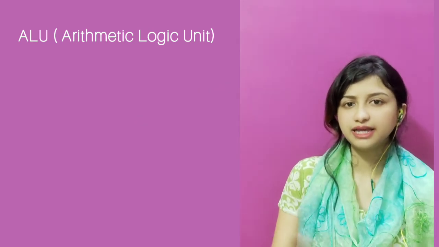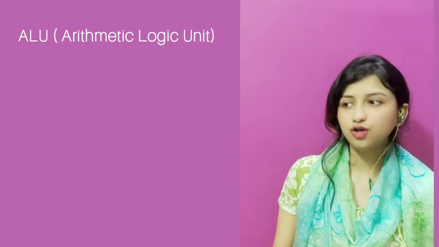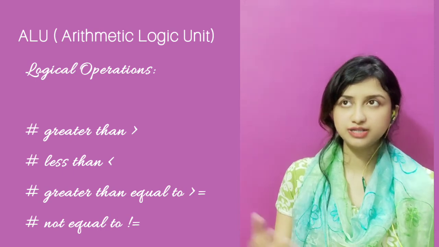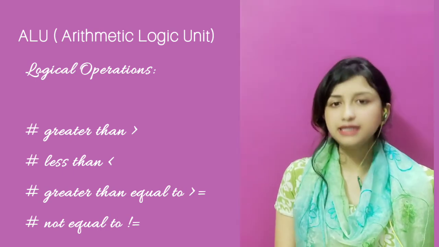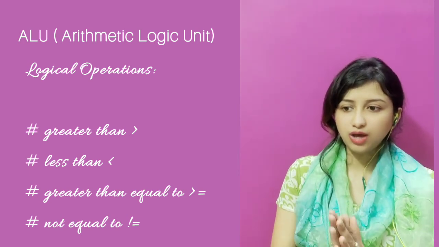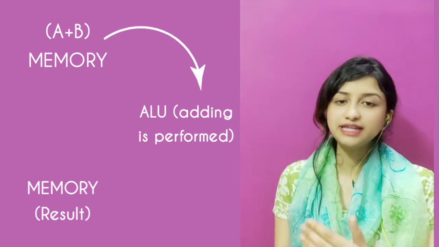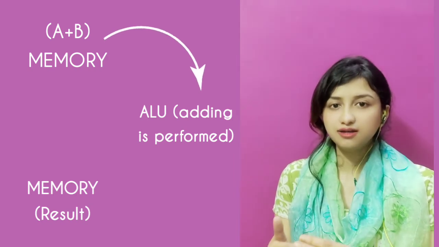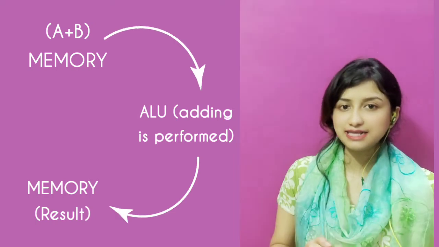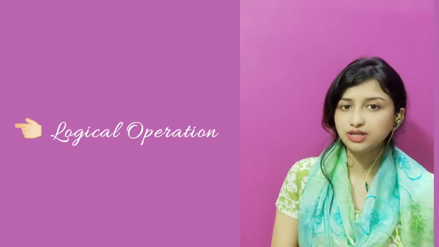Arithmetical operations like addition, subtraction, multiplication, division, and logical, for example, when you compare things, such as greater than, less than, greater than or equal to, or not equal to, right. These are logical operations. So how does this work? Suppose two numbers are required to be added, they are transferred from the memory to the ALU. The calculation takes place there, the addition is done there, and then the result is sent back to the memory. Similarly, the logical operation is also done in the same way.